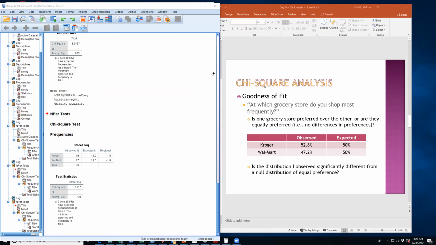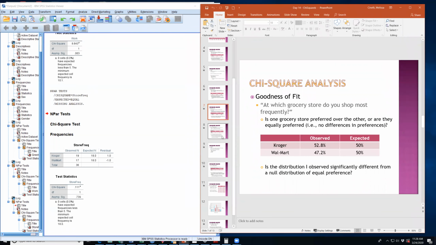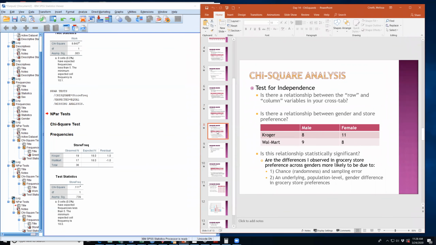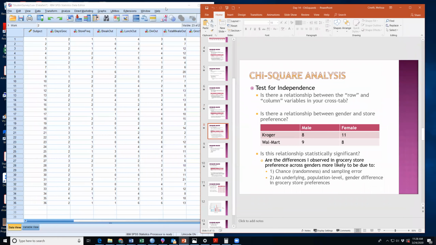Let's get rid of all the scribbles. All right, I believe that's our last chi-square, and we're going to move now to the test for independence. All right, so let me pull up the table. So many screens open.